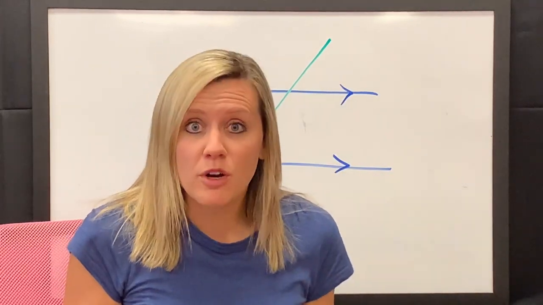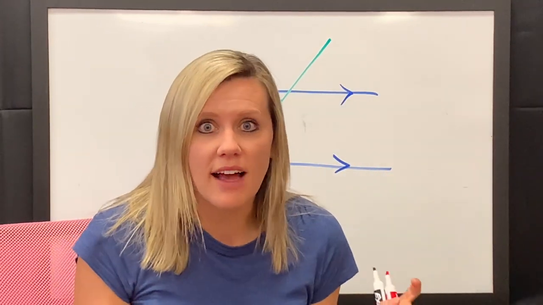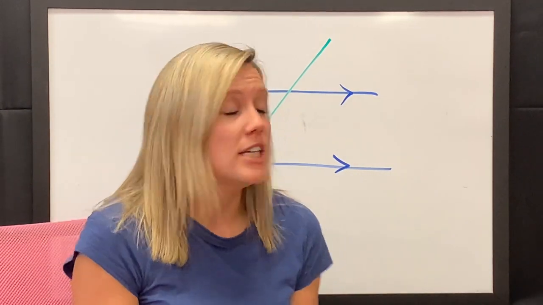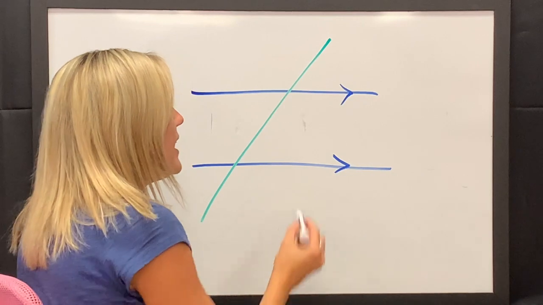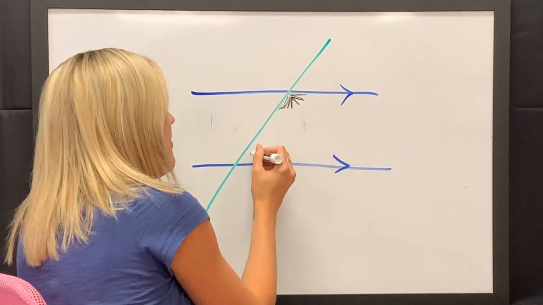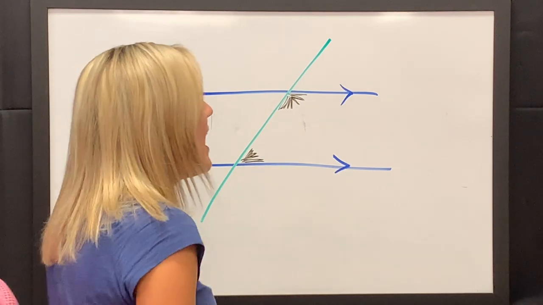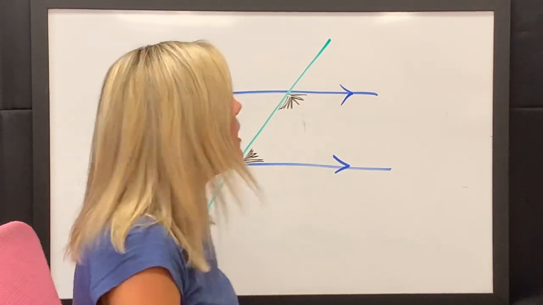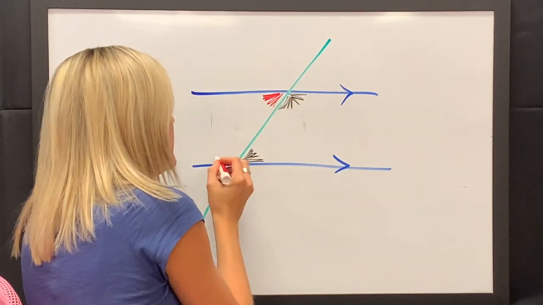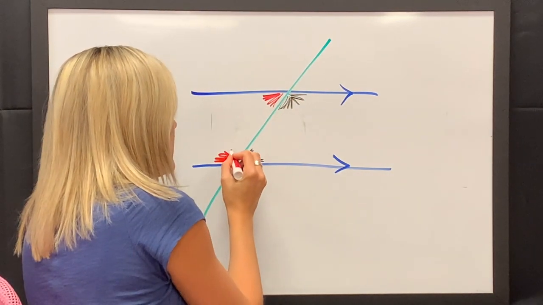And then the second word, interior, just like last time, I want you to think inside the parallel lines. So a same side interior angle would be like this angle here and this angle here. And then another set of consecutive or same side interior angles would be this angle here and this angle here.